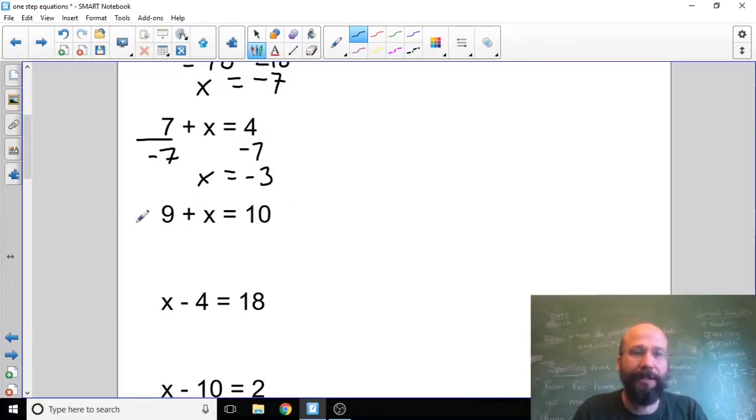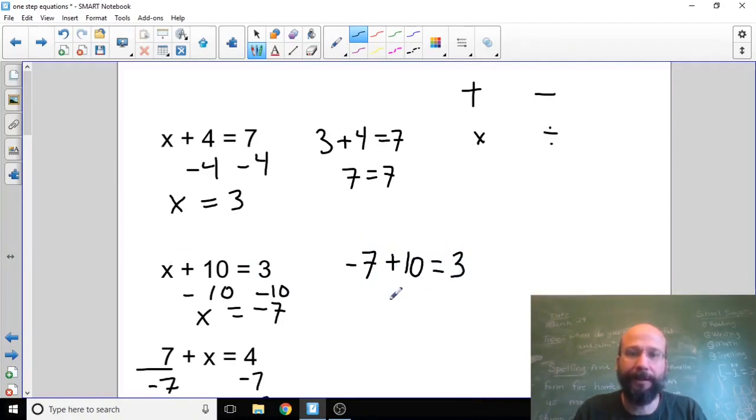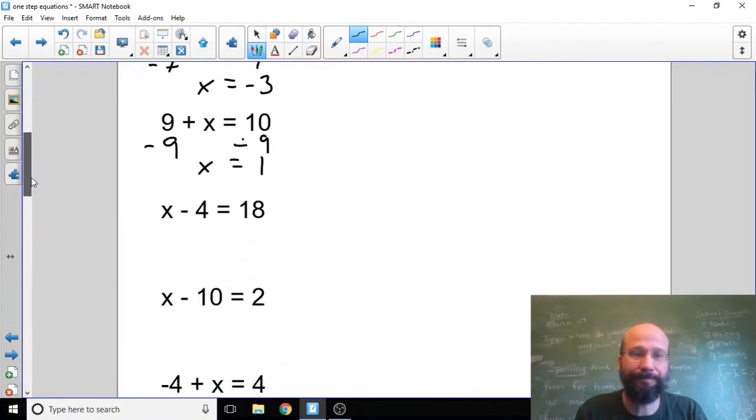Same thing. There's no negative, so this is a positive. So the opposite of positive is negative. Subtract the opposite. So that's going to give us x equals 1. Again, we can go through here and check all of our answers. We could put 3 in for x and see if 3 plus 4 equals 7. And it does. We could put negative 7 in for x. Negative 7 plus 10 equals 3, and it does. This is just a review, so you don't really need to do that. We might do it when we start doing the multi-steps.